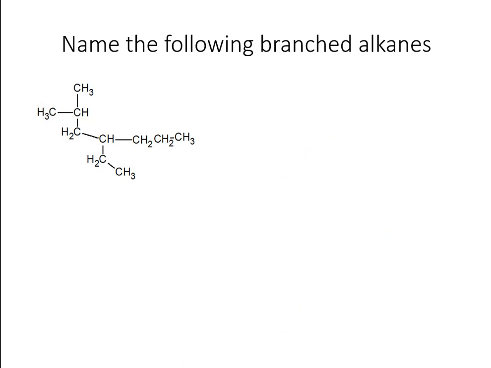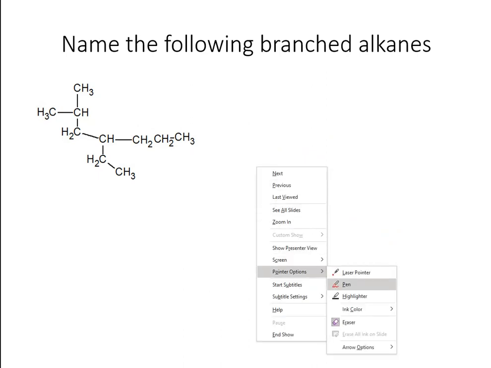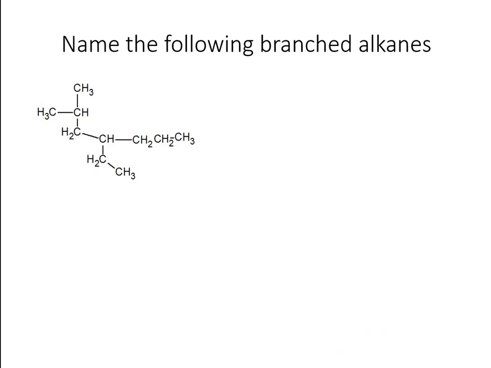Now, using chain A, as usual, we count from where the branch is closest to the end. So I need to start counting from here. This is carbon 1, 2, 3, 4, 5, 6, 7. So this tells me that this is a heptane. So the longest chain is a heptane. Now what are the branches?